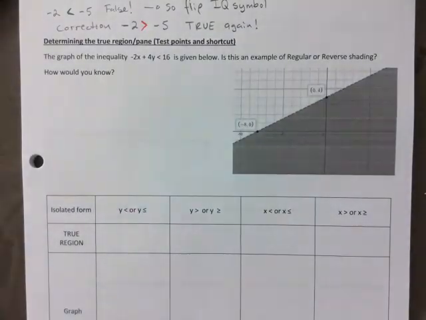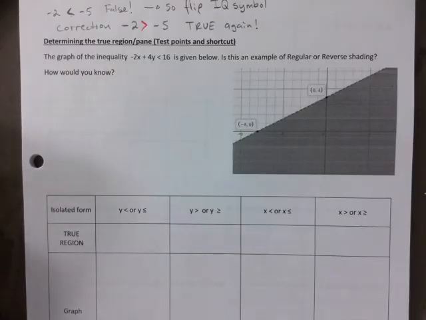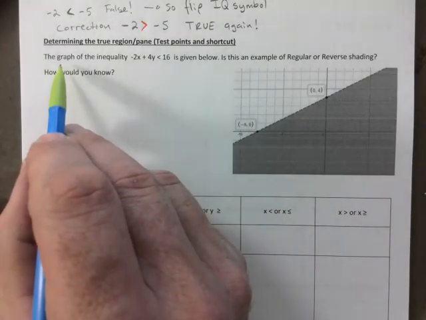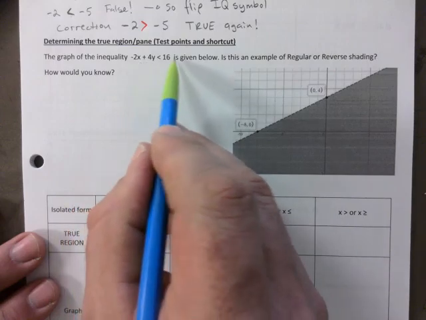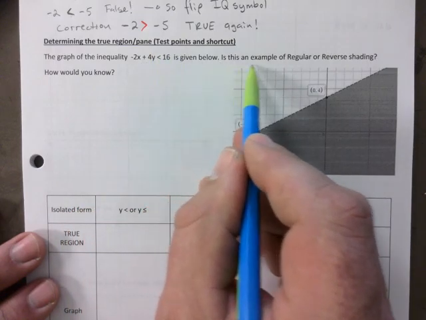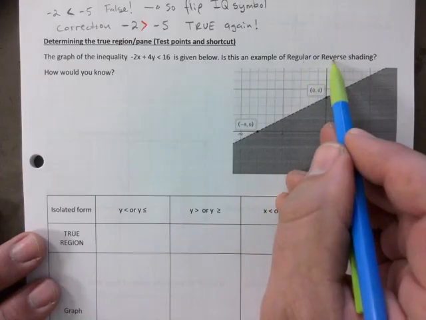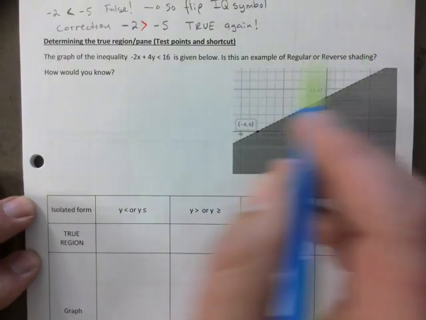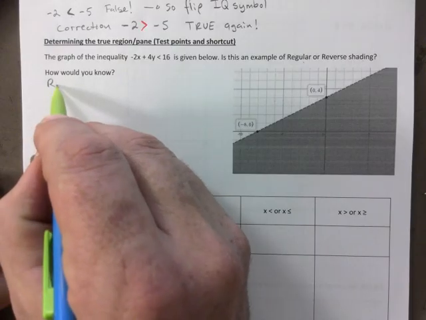What do I want to do here? Determine the true region. I'm going to show you the shortcut, and then I'll do the test point method. So the graph of the inequality is given below. This is an example of regular or reverse shading. Okay. How would you know? I will tell you this.